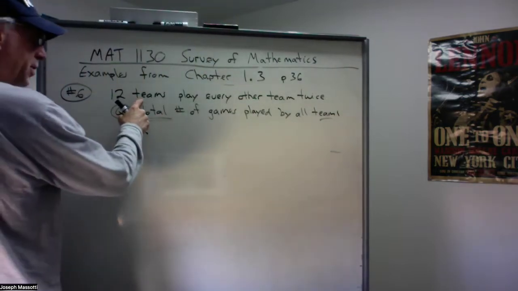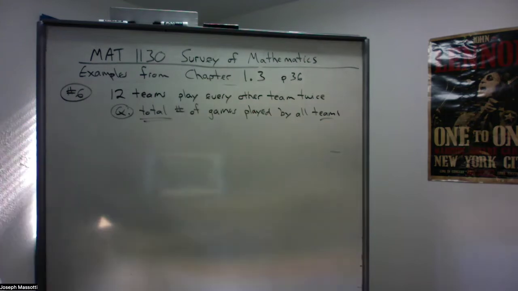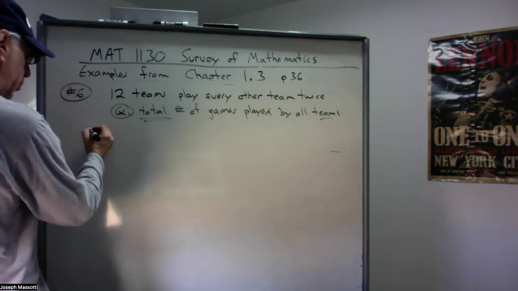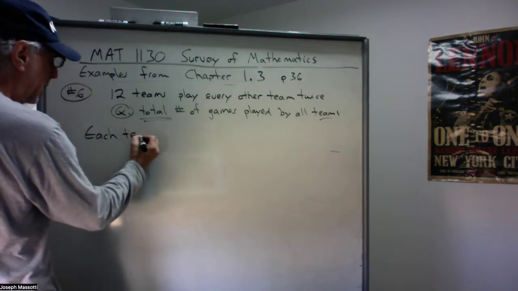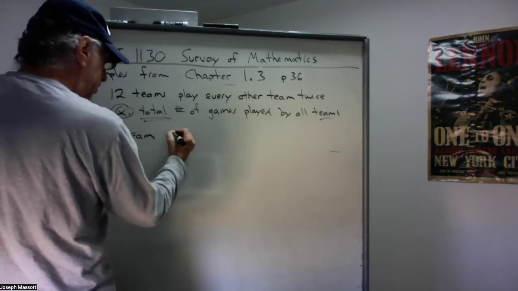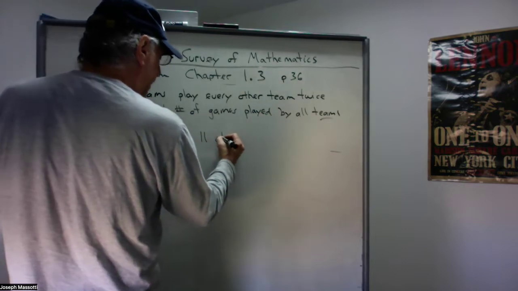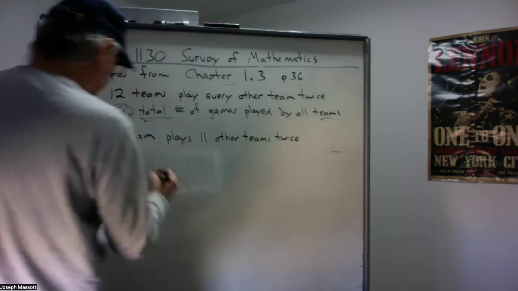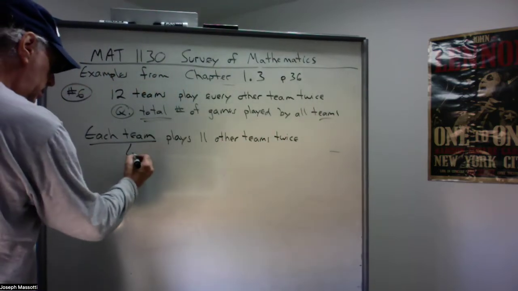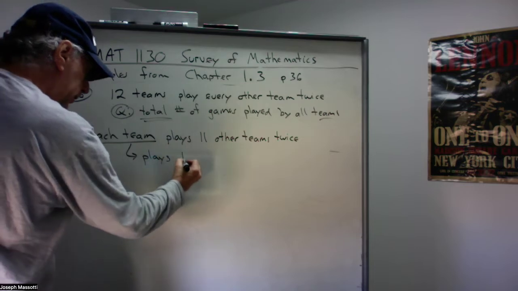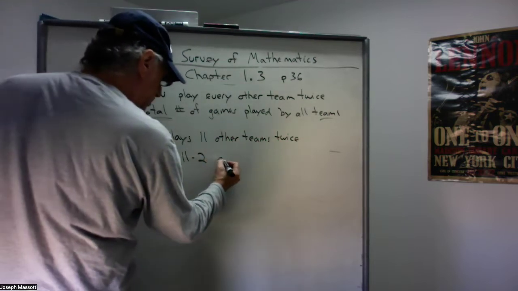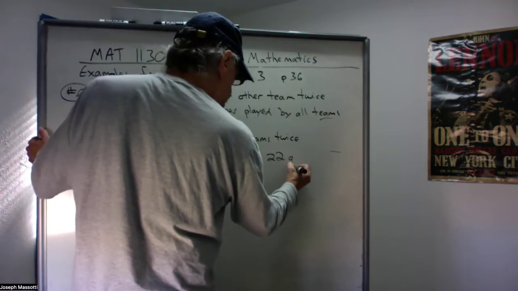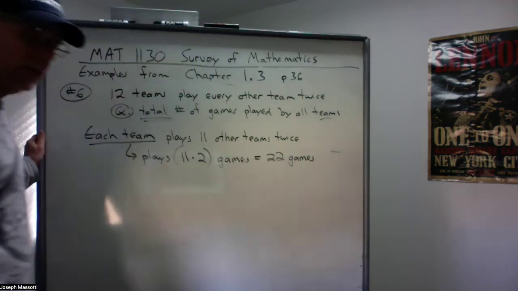Right, well, if there's 12 teams and they play every other team twice, then each team is playing the 11 other teams twice, right? So each team, kind of got to logic your way through it, right? Each team plays 11 other teams twice, right? So each team plays 11 times 2 games, or 22 games. So each team plays 22 games.